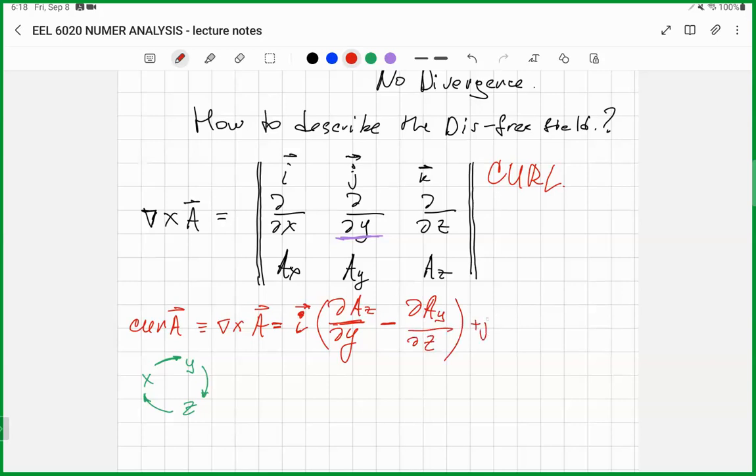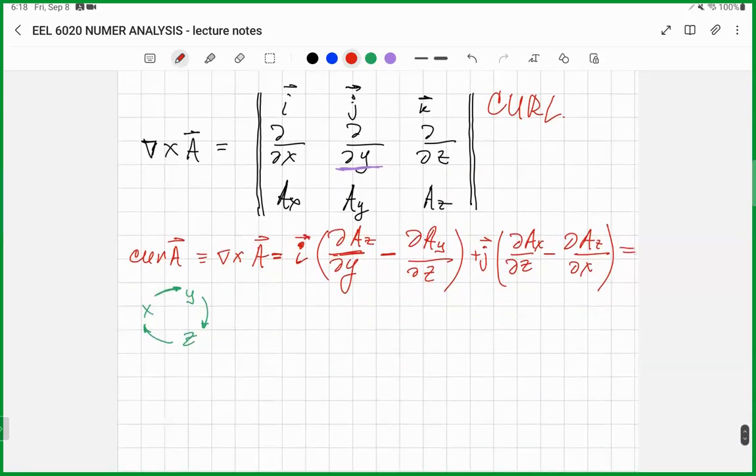then plus j. So j is y. So for y, the next one is z. So it is d over dz. And the next is x, so the x component of the field. Then minus daz over dx. Okay. And finally, plus k. K is z. And the next one is x. So I write d over dx, then ay, because y is next, minus dax over dy.